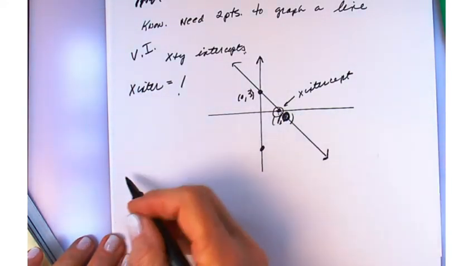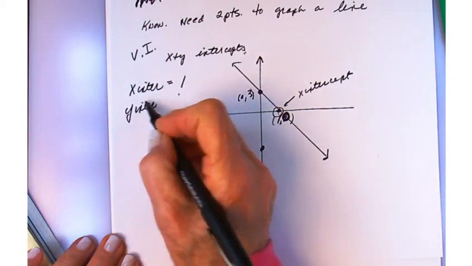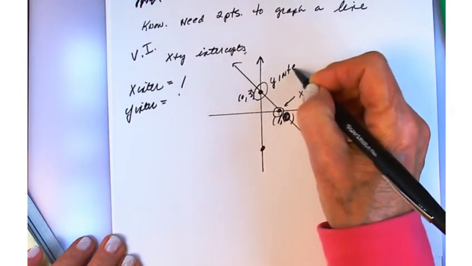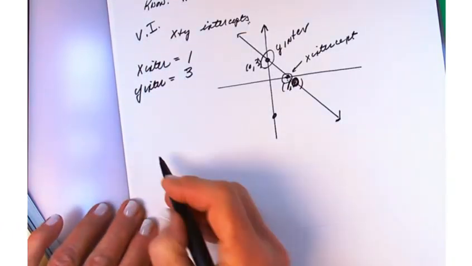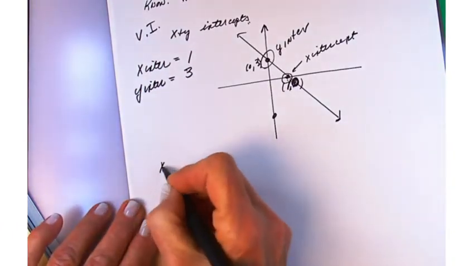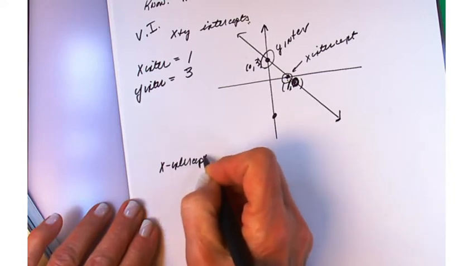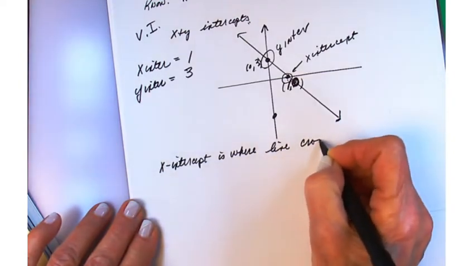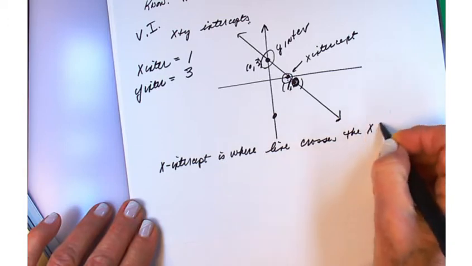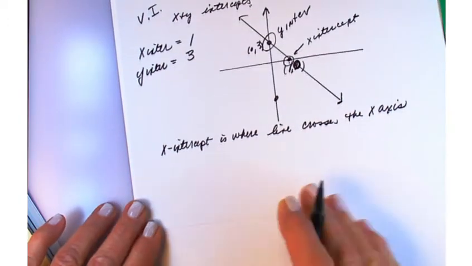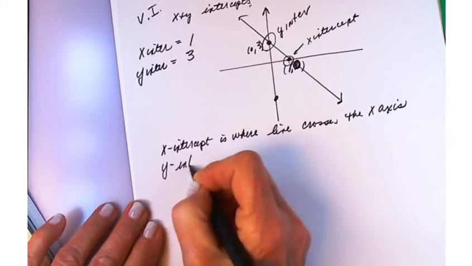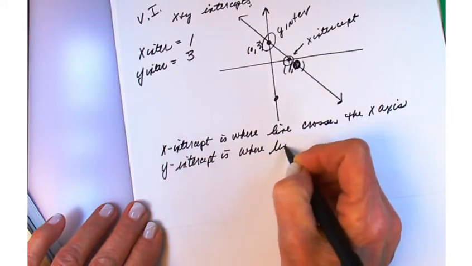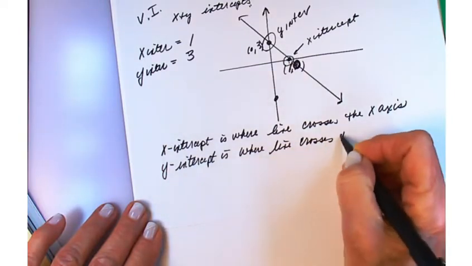And my y-intercept, that means where it crosses the y-axis. This is the y-intercept, and we get y equal to 3. So let's review that. The x-intercept is where the line crosses the x-axis. The y-intercept is where a line crosses the y-axis. Okay?